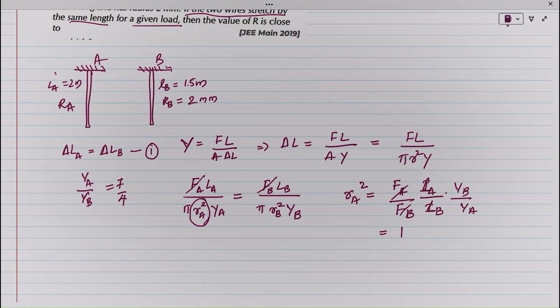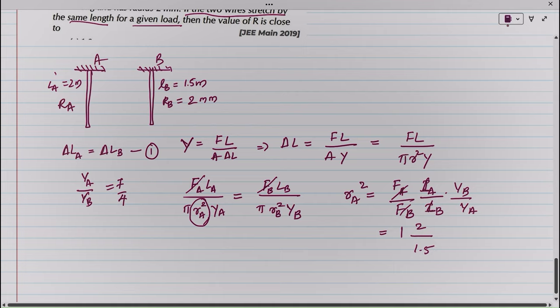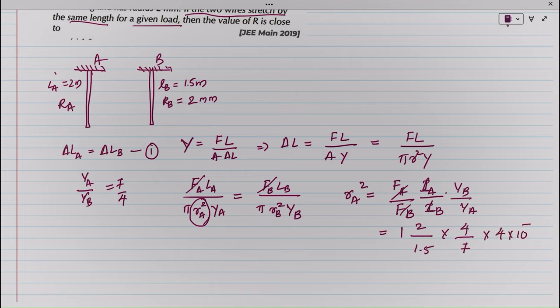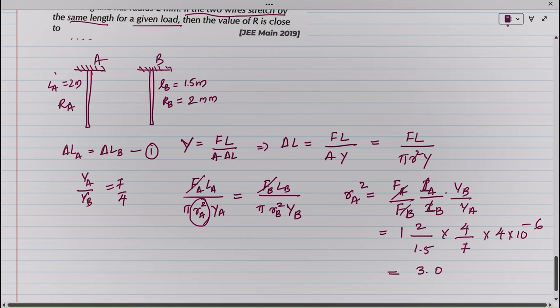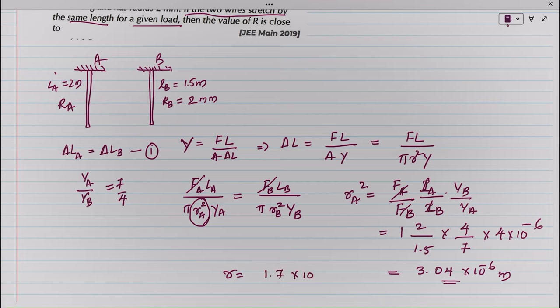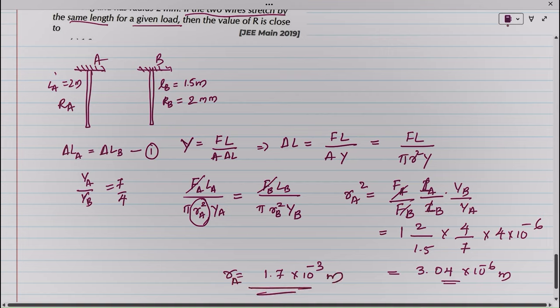this is LA by LB, that is 2 divided by 1.5, into 4 by 7, into 4 into 10 raised to minus 6, which is equal to 3.04 into 10 raised to minus 6 meter square. Then R is equal to the root of that, which is 1.7 into 10 raised to minus 3 meter. This is the value of RA.